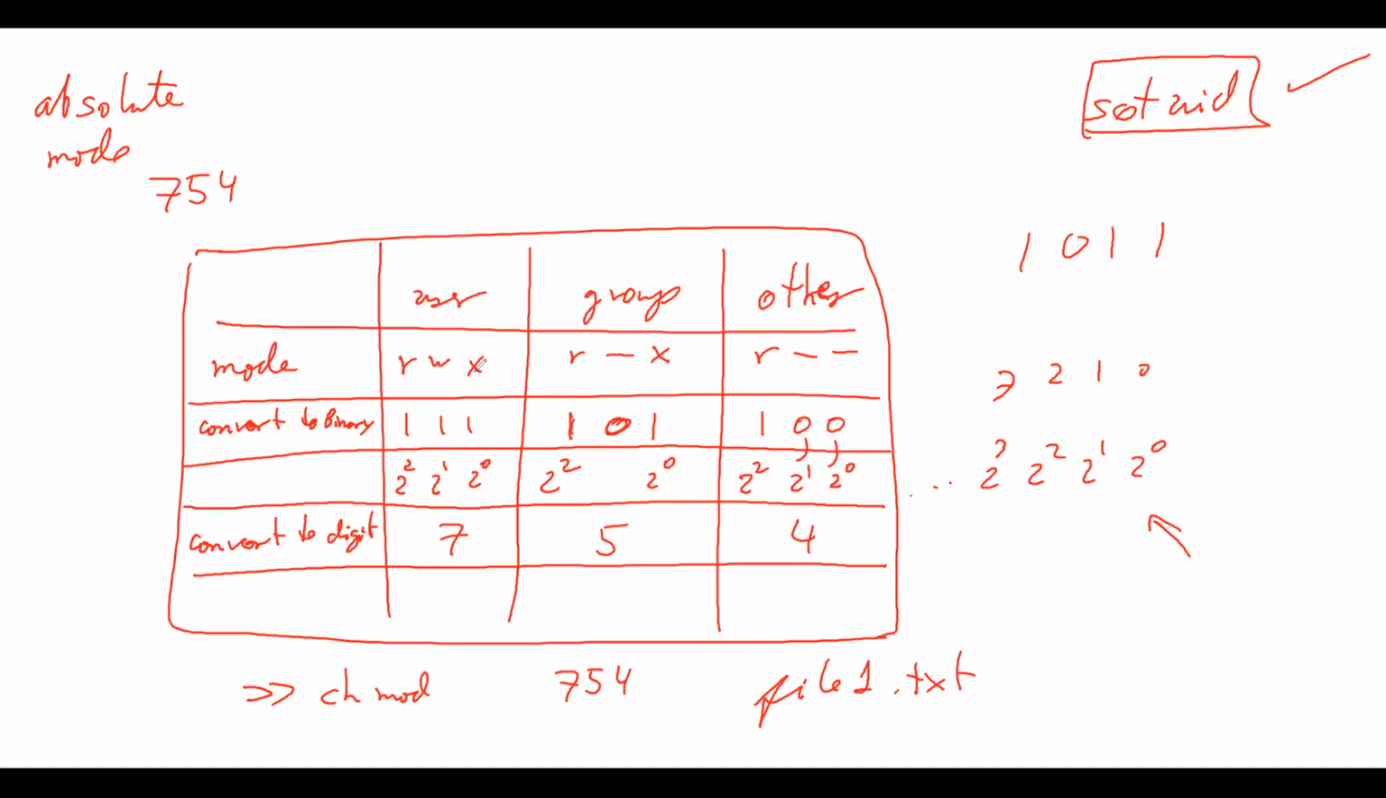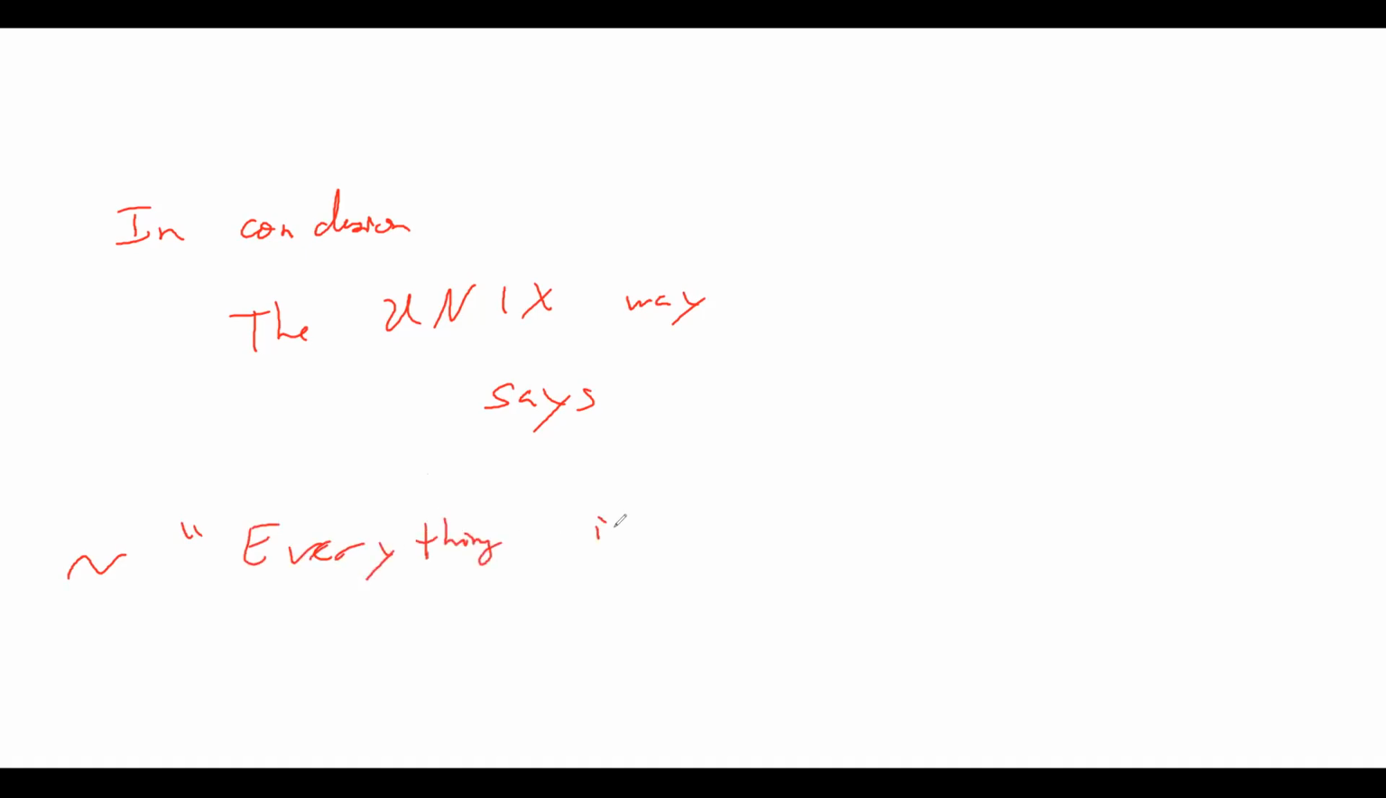But that, in conclusion, is the Unix way. So in conclusion, I usually like to say this: the Unix way pretty much says that, and I'm just going to use this squiggly line to indicate almost always, right? So almost always, everything in Linux is a file. In one sentence, that's the Unix way. You can safely say that everything in Linux is a file.